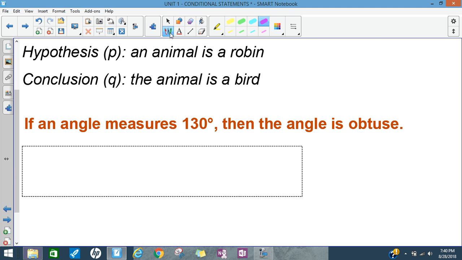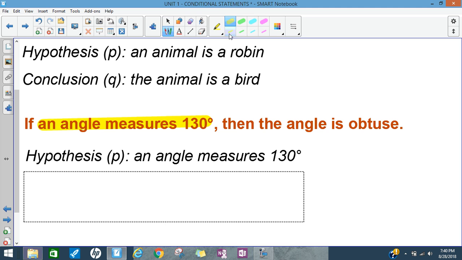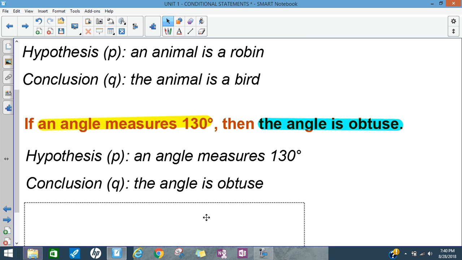If we try this one, the hypothesis is between if and then. An angle measures 130 degrees. The conclusion is everything at the end, after then. The angle is obtuse.